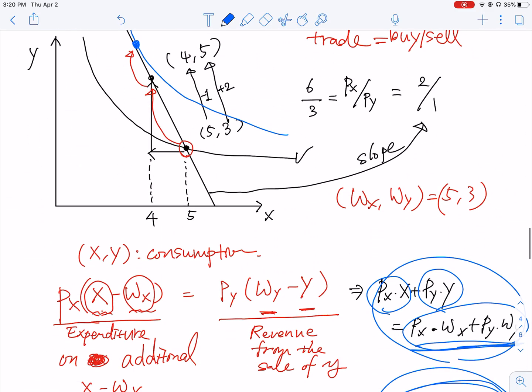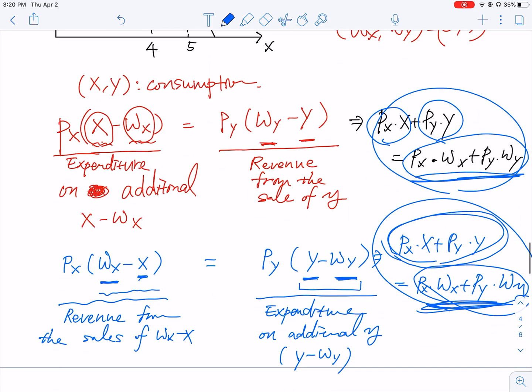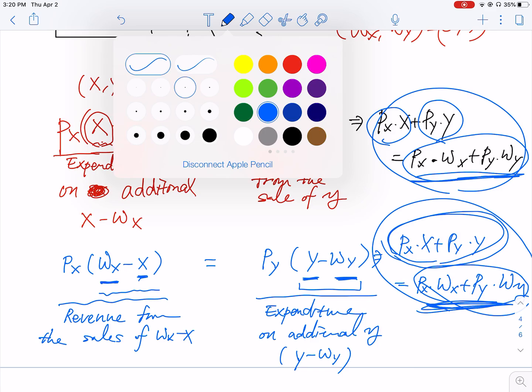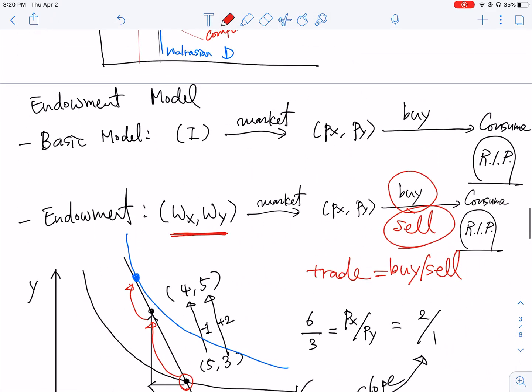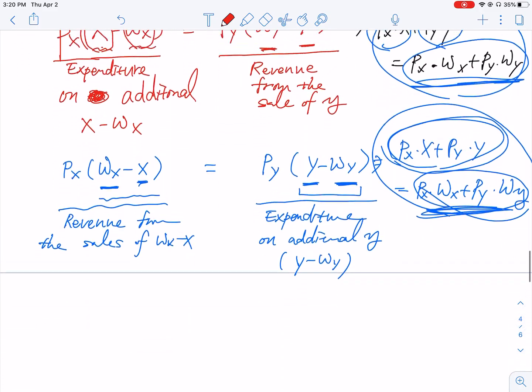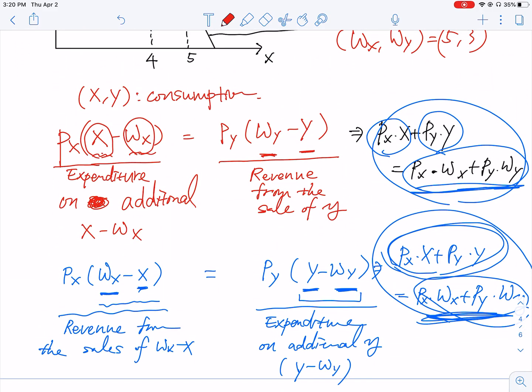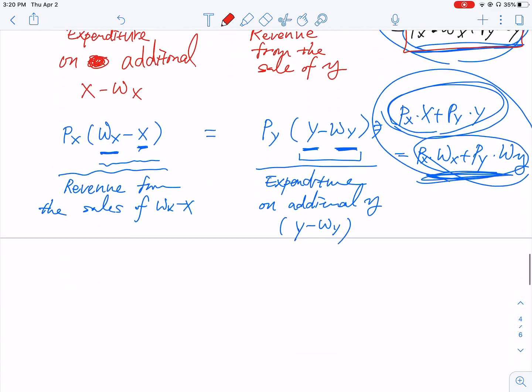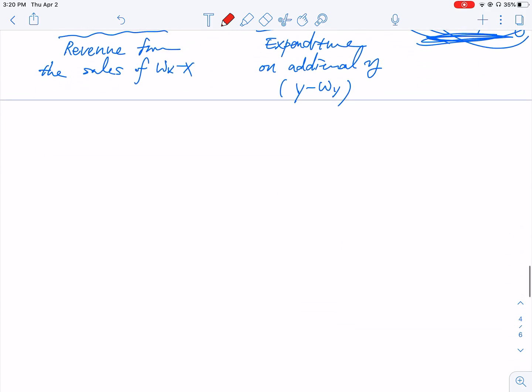So basically, the only difference in this second model, the endowment model, is that, as compared to the first model, you have the value of your endowment on the right-hand side instead of the income. Previously you had I, but now it's replaced with px times wx plus py times wy. That's the only difference. The utility function still looks the same.